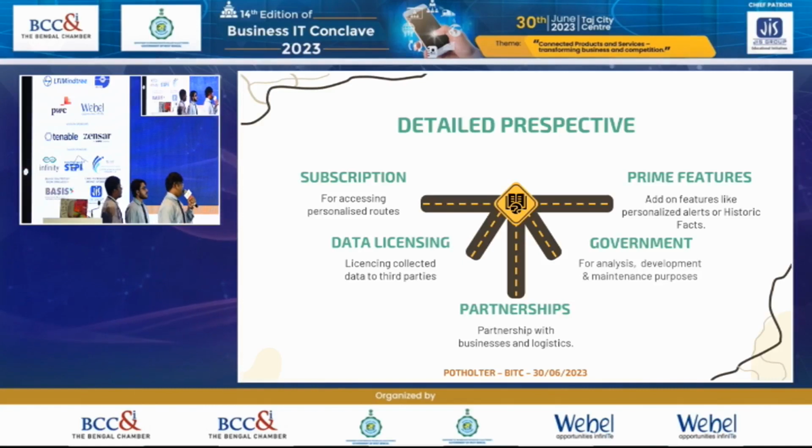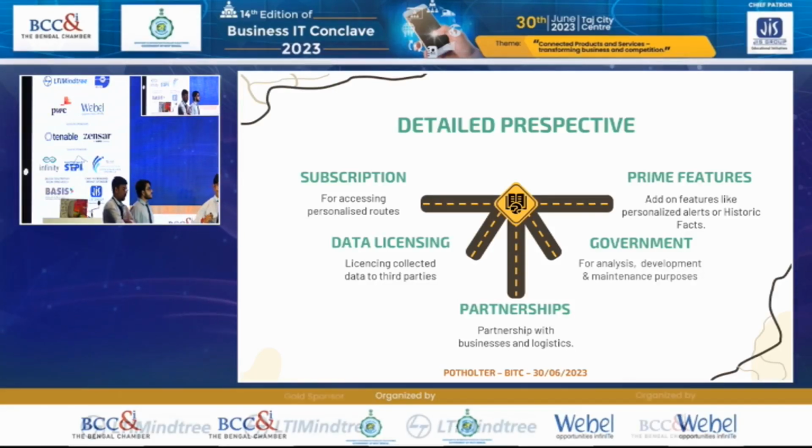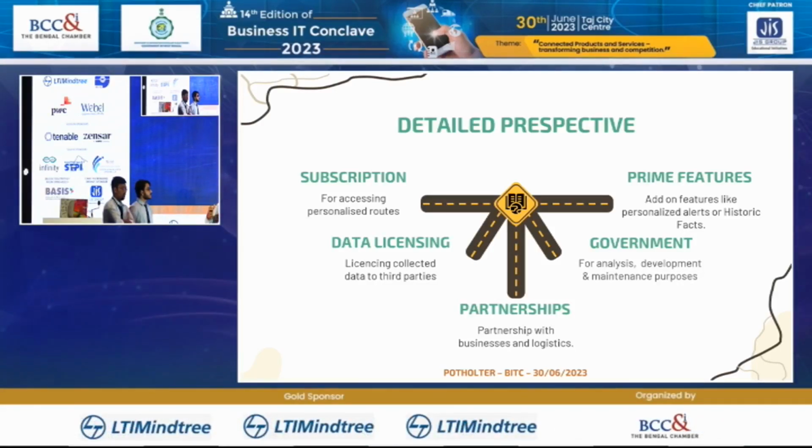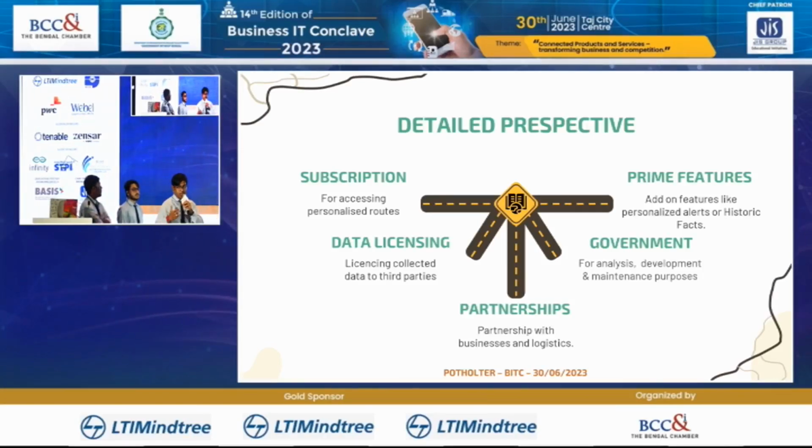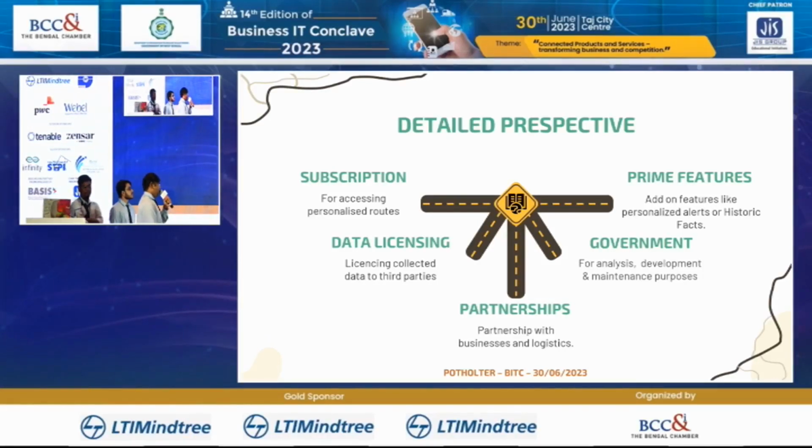Then the second is data licensing. The cars that are using our hardware, the people who are using our app, we will get constant data from them. We can license that data to third-party companies, like suppose I have road condition data and somebody wants to do some development on the road. So we can license that data to those third-party companies, and we can obviously earn a good amount of revenue from that. Then third is partnership.